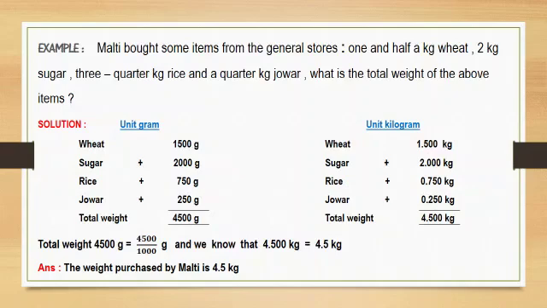So total weight of 4500 gram can also be written as 4500 upon 1000 kg. And we know that 4.500 kg can also be written as 4.5 kg. So here we have expressed the fraction up to 3 decimal places. So answer, the weight purchased by Malati is 4.5 kg.